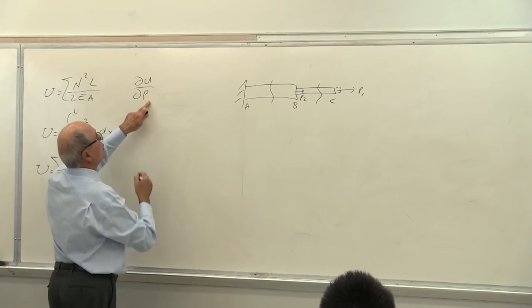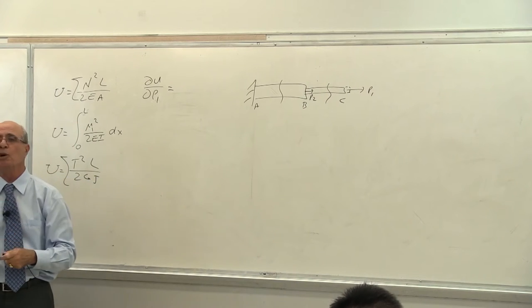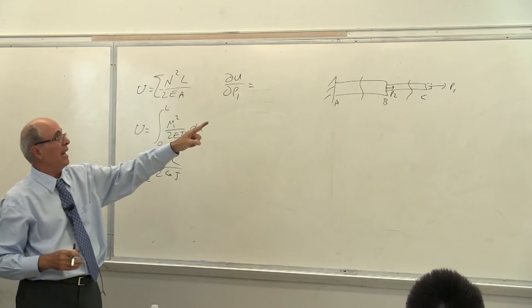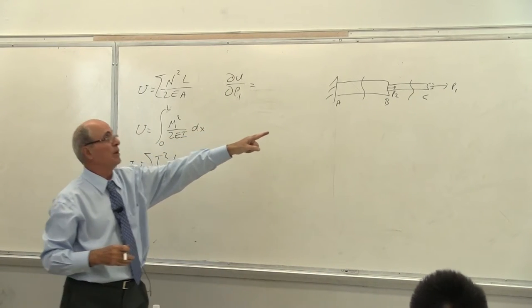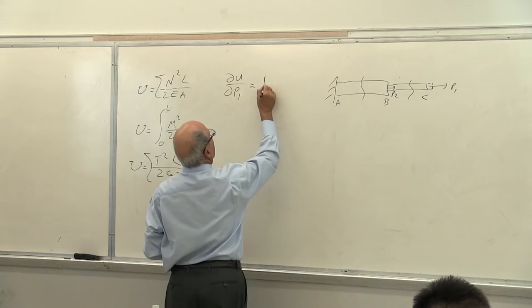If I take dU with dP1, what am I calculating? This is what you call it u. I don't call it u. I call that delta, yes or no? Delta at point, look where P1 is. Delta at point C, that's right.